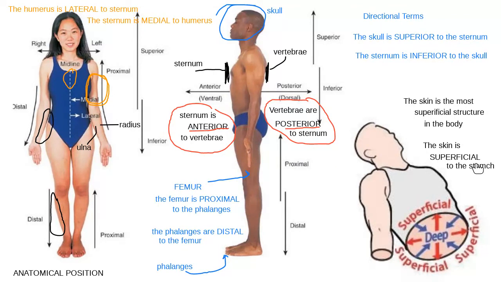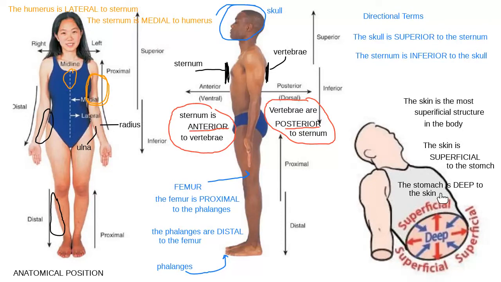Now, if I want to talk about the stomach compared to the skin, I would put it the opposite direction then. I would say, I'm going to type over his body here, the stomach is deep to the skin. In other words, the stomach is surrounded by the skin.